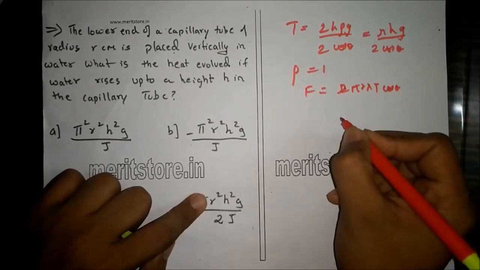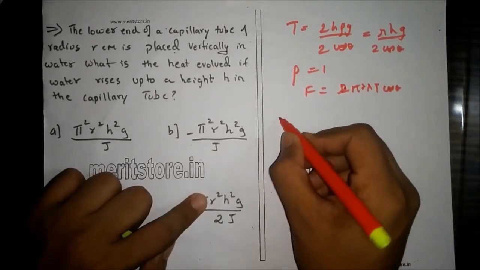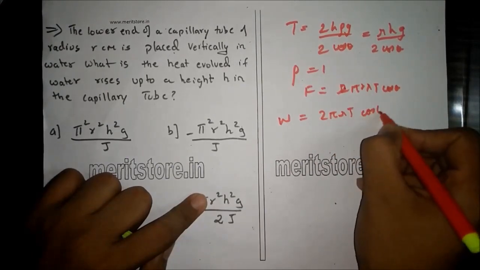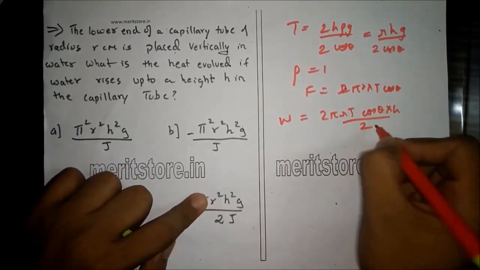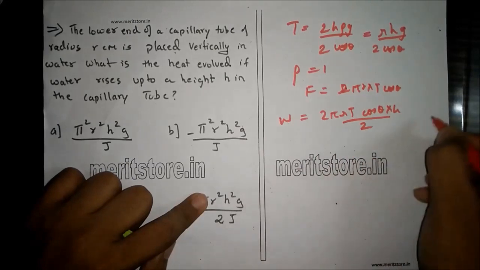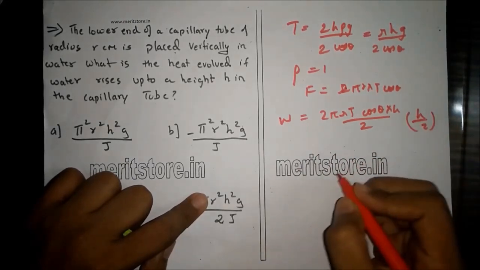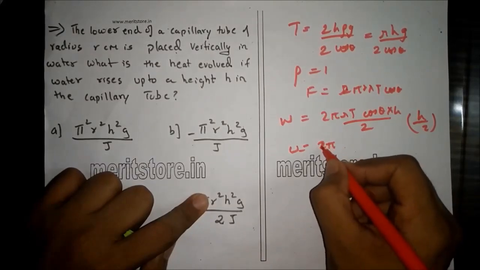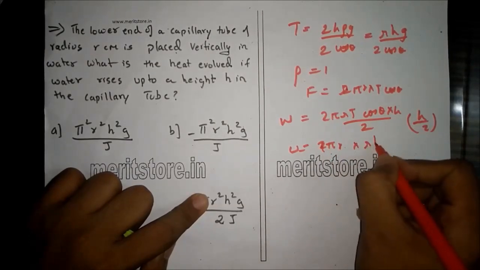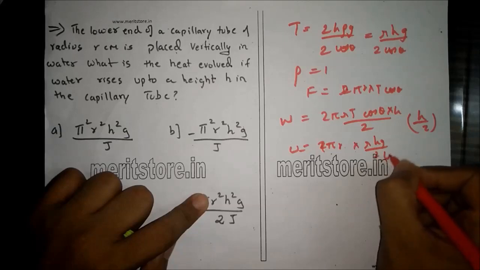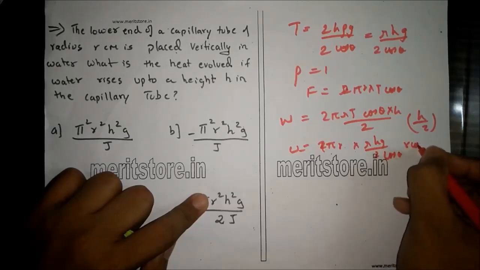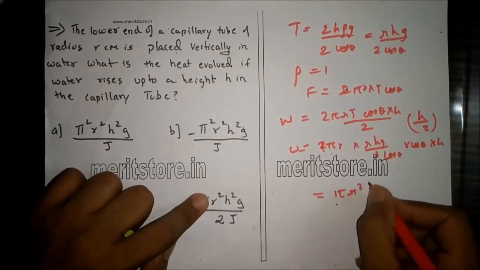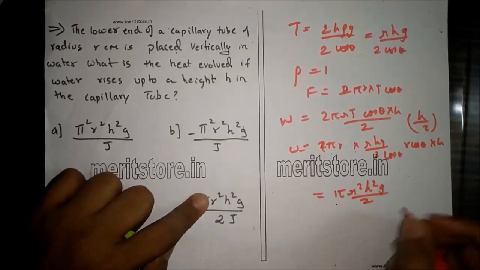Therefore, the average work done in lifting the water through a height h, W will be 2 pi r T cos theta into h upon 2. We consider the average height to be h by 2. Therefore, W will be equal to pi r into r h rho g upon 2 cos theta into h, which is equal to pi r square h square g upon 2.